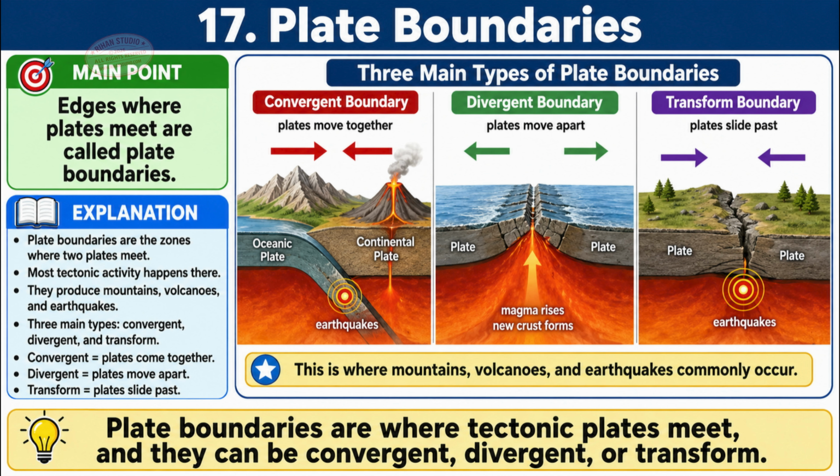Plate boundaries. Edges where plates meet are called plate boundaries. There are 3 main types: convergent, divergent, and transform. The zones where 2 plates meet are called plate boundaries, and this is where most of the action happens: mountains, volcanoes, and earthquakes. There are 3 main types depending on how the plates move relative to each other: convergent, coming together; divergent, moving apart; and transform, sliding past.